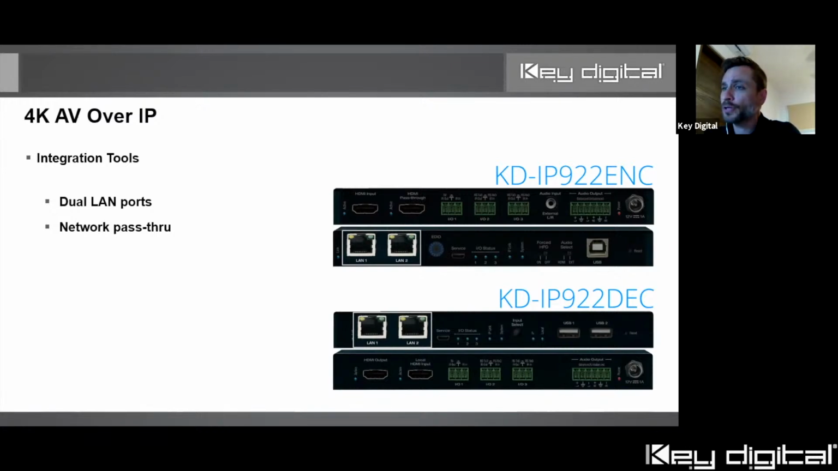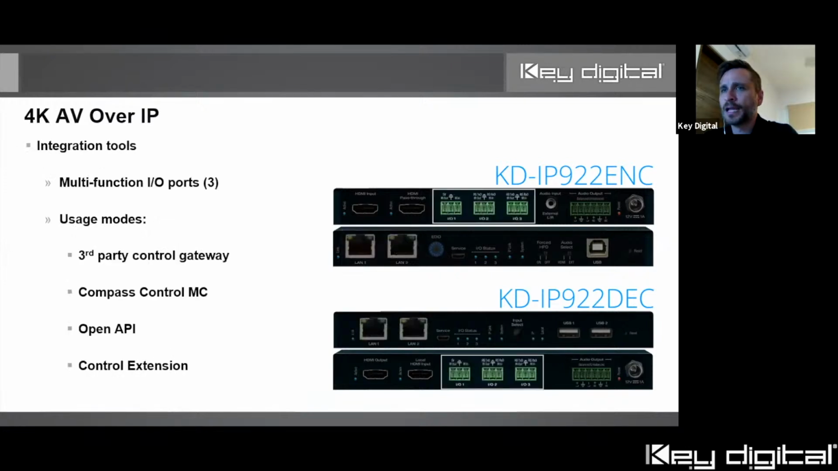On the 922s, you have dual LAN ports. And it's like a 2-port switch. So imagine you only have a single Cat6 run to your projector, and you need to get it on your network. Voila, you just connect LAN 2 into that projector.